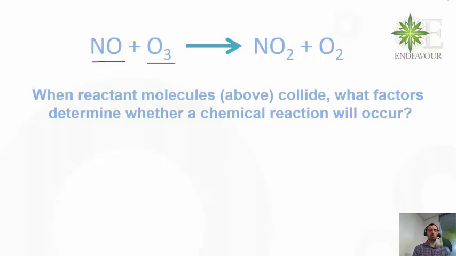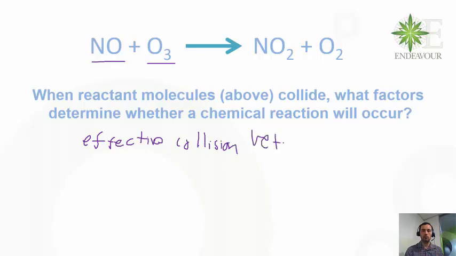So in this section we've been talking about collisions. So basically the question is asking what is needed for an effective collision. So the chemical reaction will only take place if you've got an effective collision between reactants. So the reactants in this case are NO and also O3. Okay, so what is needed for an effective collision between these two?